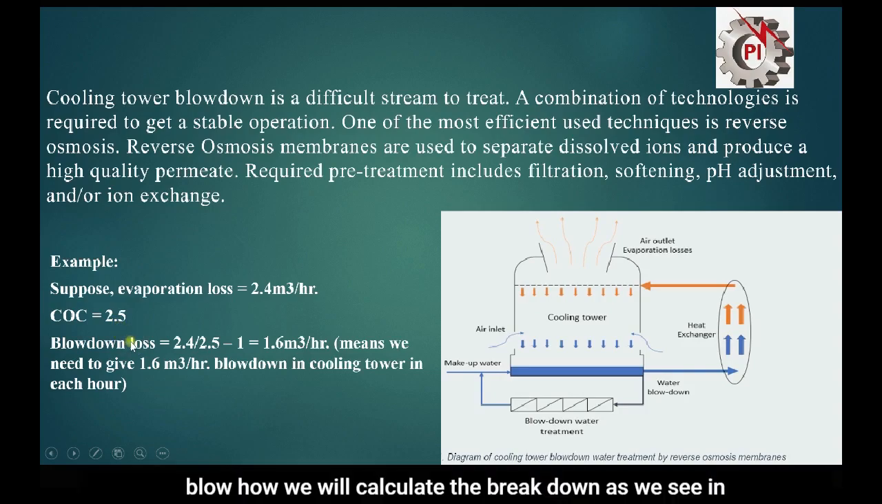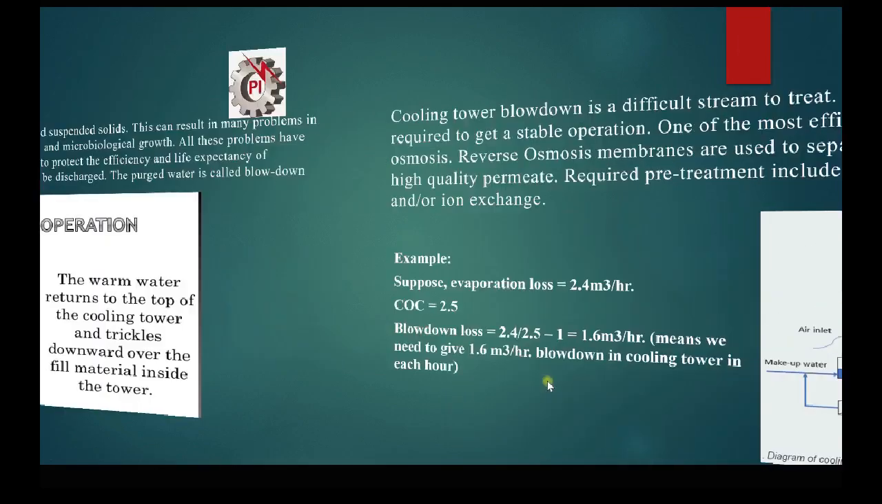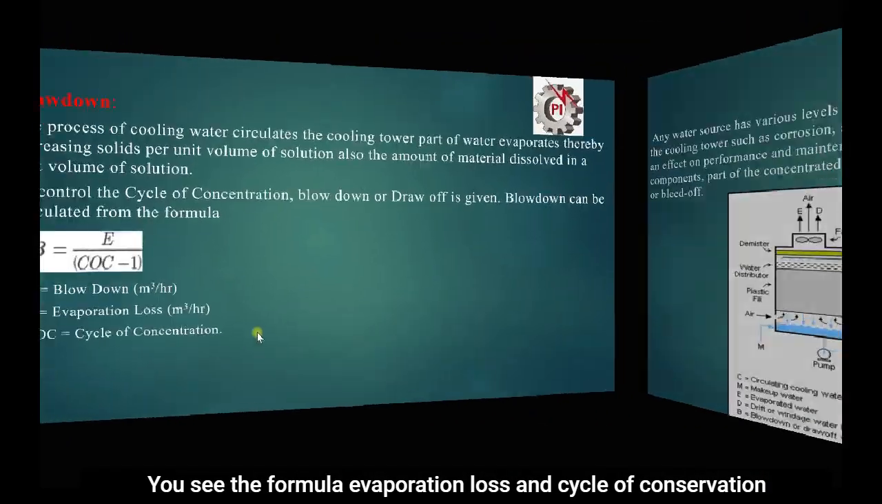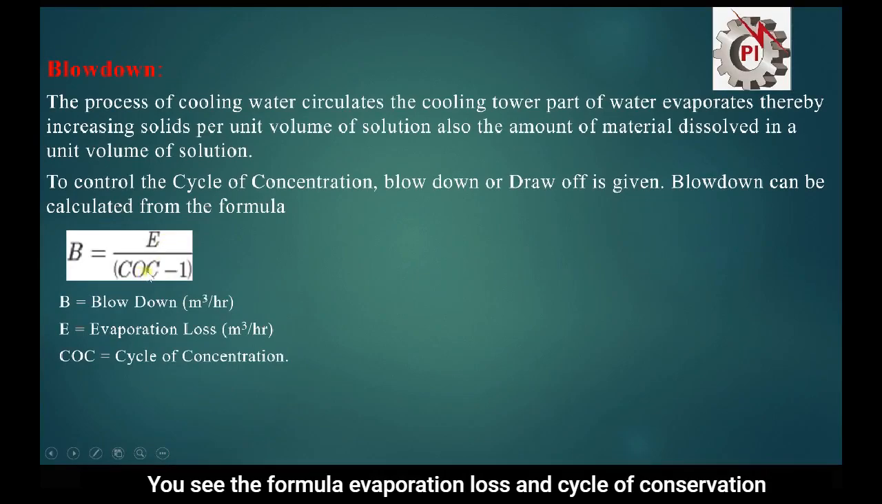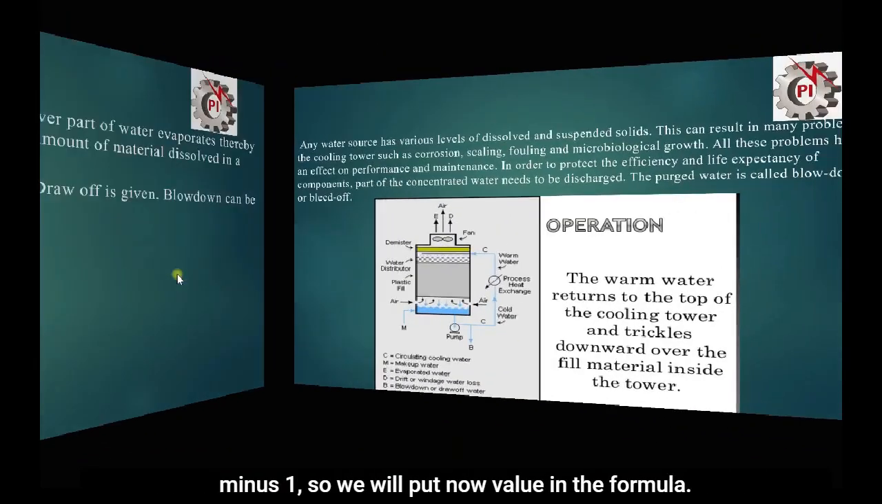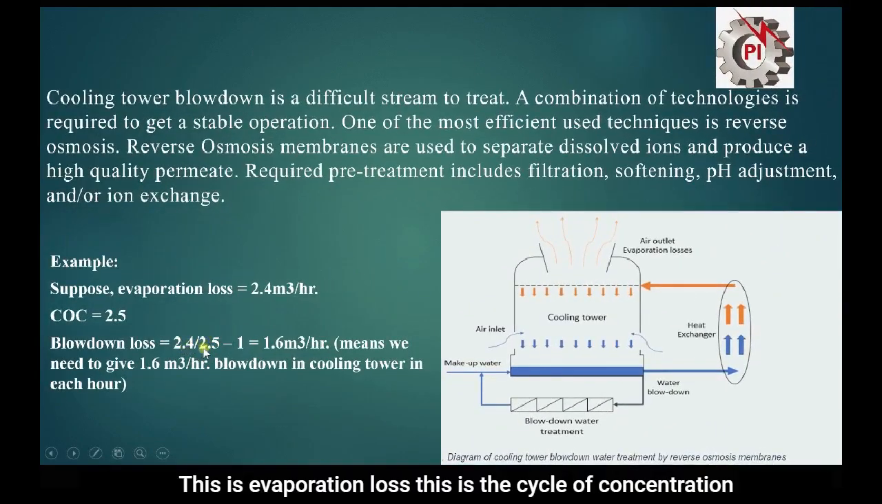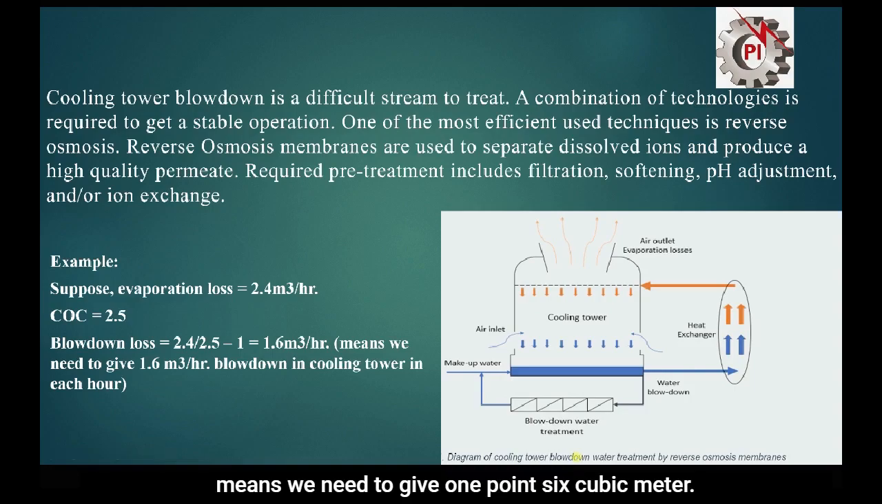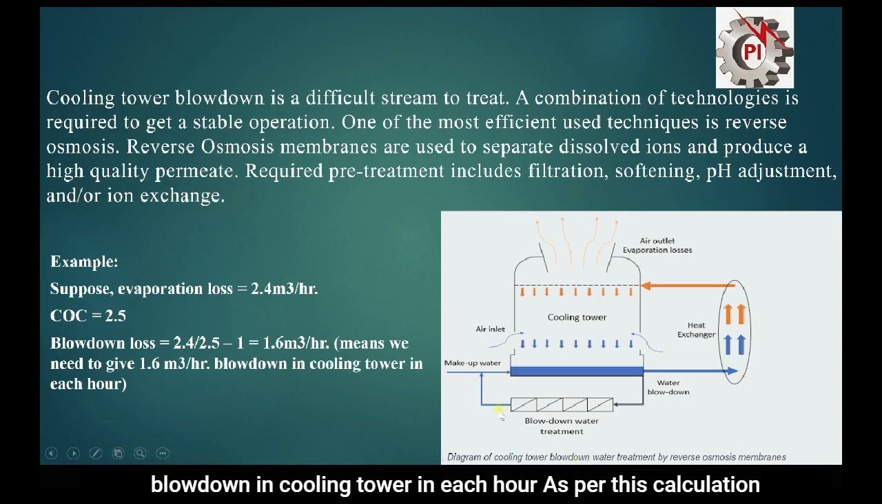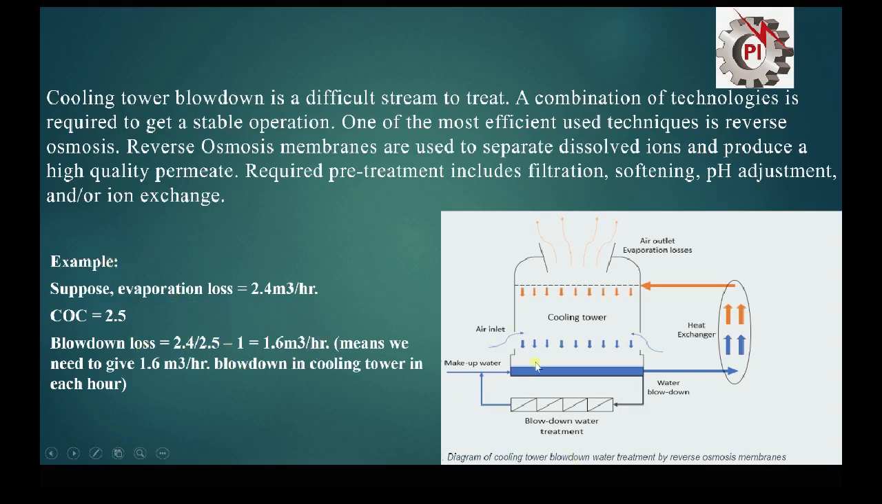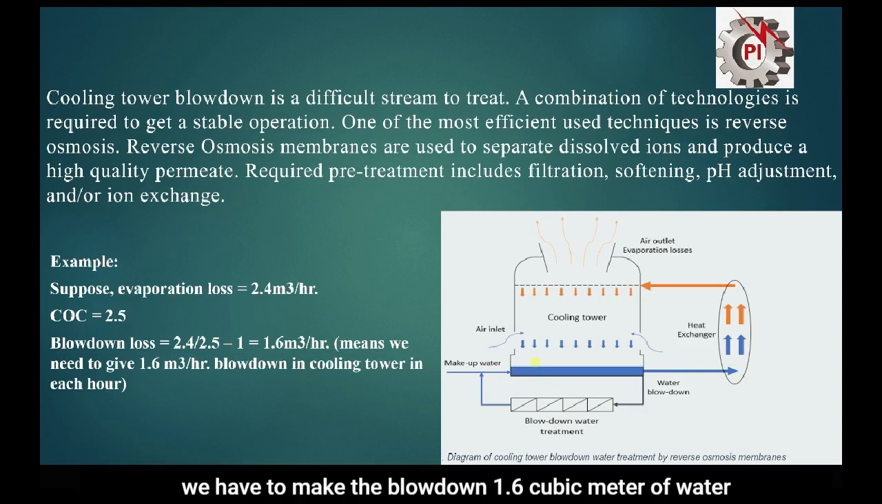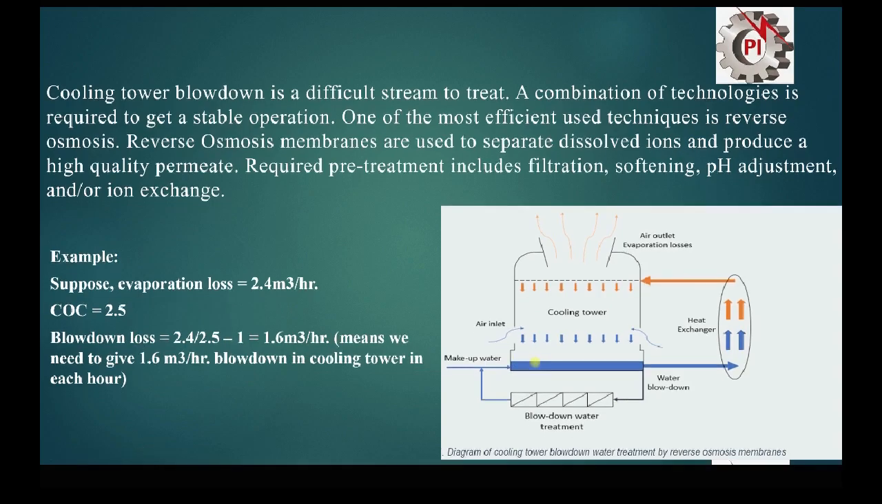How will we calculate the blow down loss? This is the formula: evaporation loss divided by cycle of concentration minus 1. We put the values in the formula. This is the evaporation loss, and this is the cycle of concentration minus 1. The answer comes to 1.6 cubic meter per hour. This means we need to blow down 1.6 cubic meter of water from the cooling tower each hour.